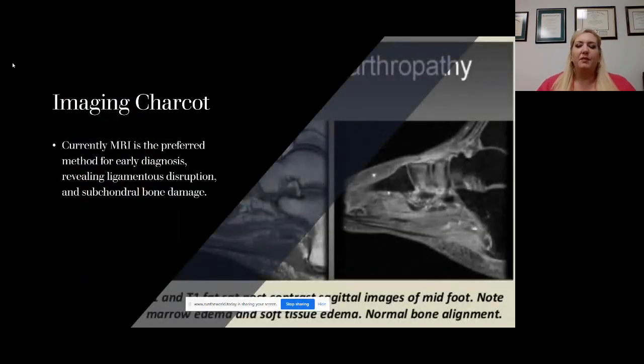The best way to make that diagnosis is by imaging the foot. X-rays have some utility, but MRI would be the preferred method for early diagnosis. It can help reveal ligamentous disruption and subchondral bone changes. We could see soft tissue edema, bony edema, and bone marrow edema. And then we could see some malalignment of the foot as well. So MRI tends to be the better choice for radiographic analysis.